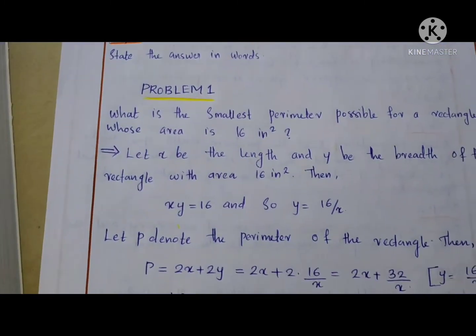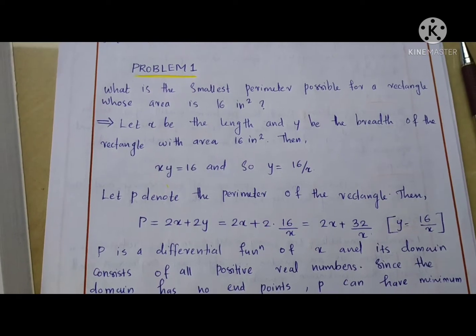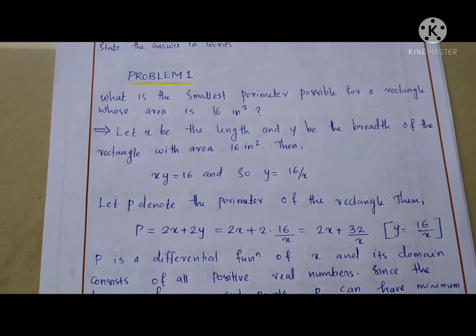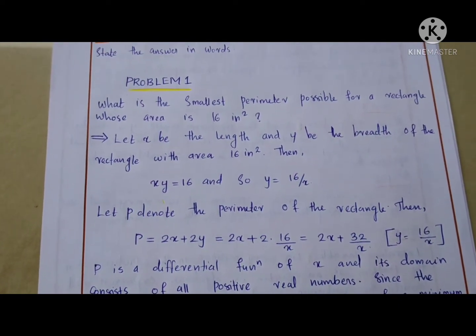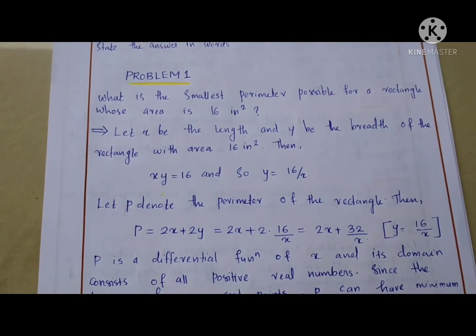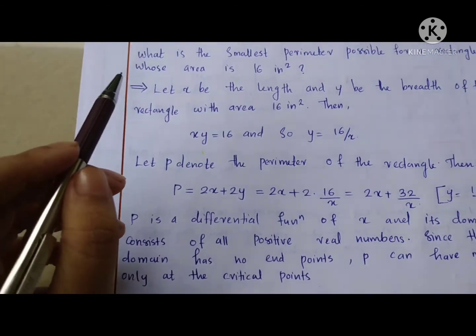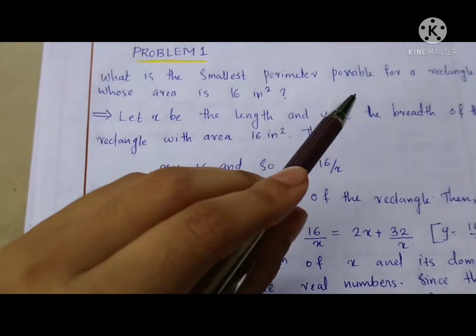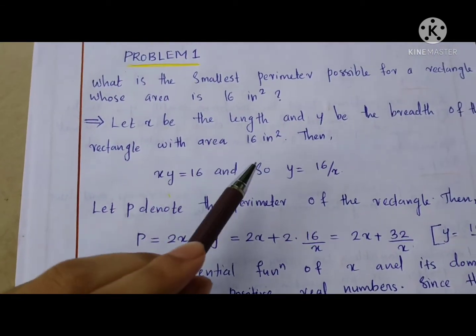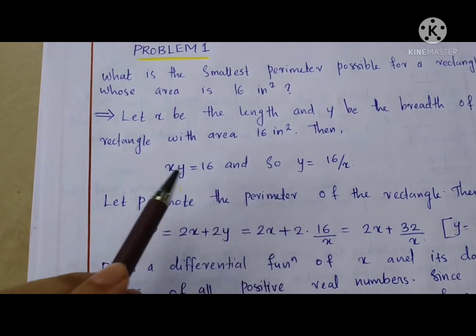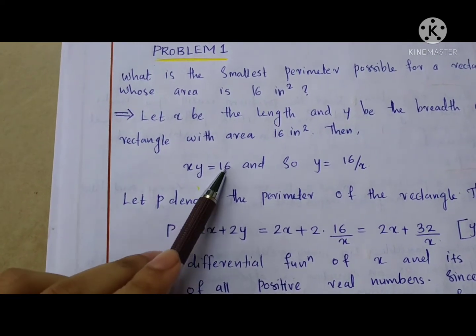Then we look at the problems. Problem number 1. What is the smallest perimeter possible for a rectangle whose area is 16 inch square? Answer. Let x be the length and y be the breadth of a rectangle with area 16 inch square. Then xy is equal to 16.